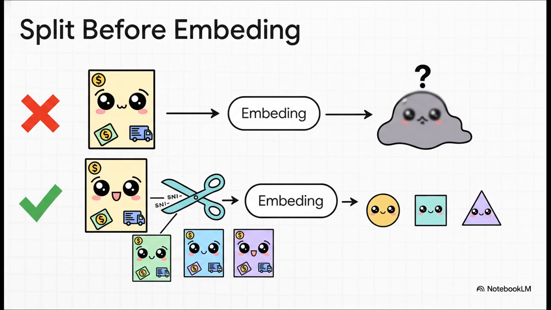If you try to embed a whole document that talks about refunds and shipping and privacy, the meaning gets all mushed together, it gets averaged out. The embedding sort of represents everything at once, but nothing clearly. So when a user asks about refunds, the match is just weak. By splitting first, each little chunk gets its own sharp, clear set of coordinates, which makes retrieval way more accurate.